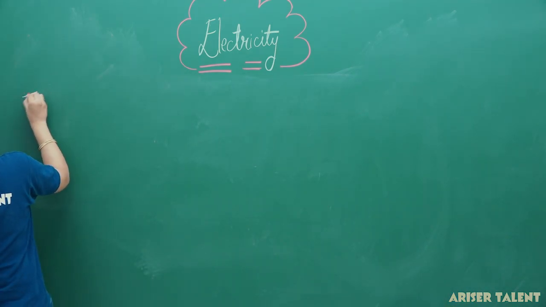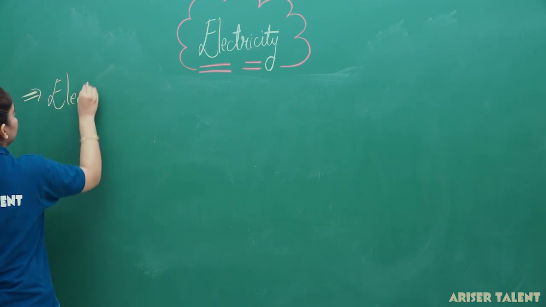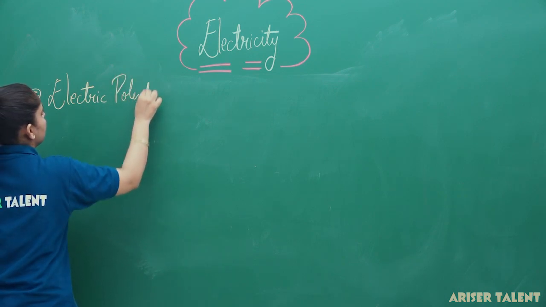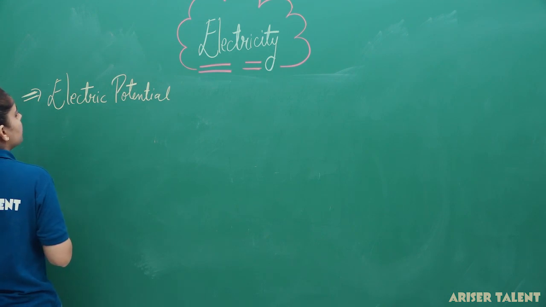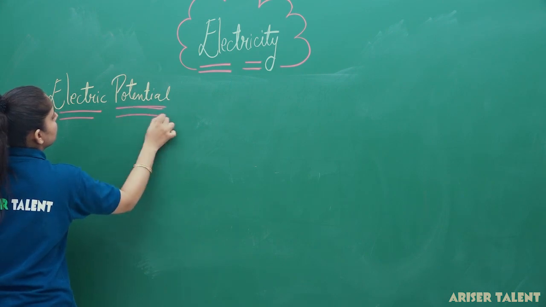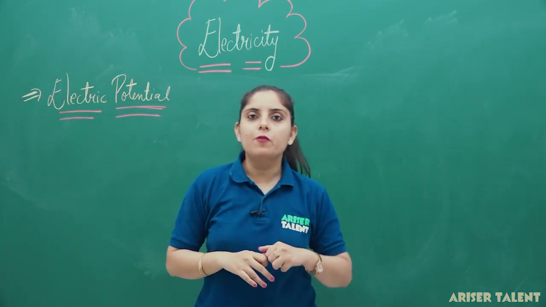So what will be our next point? Our next point is regarding electric potential. Now let us consider an example of the flowing water here.